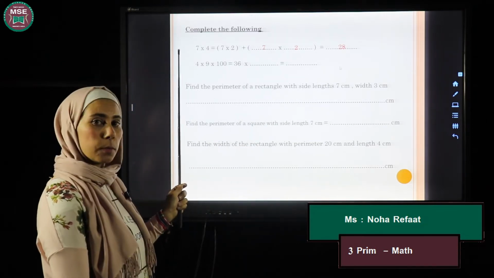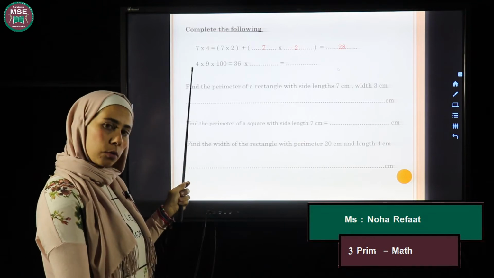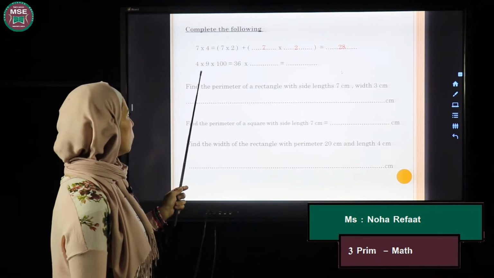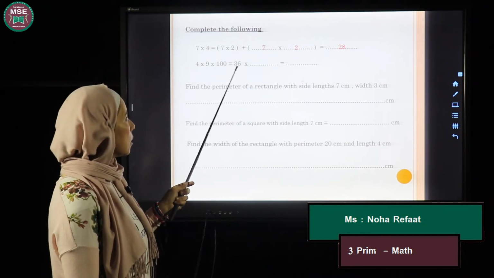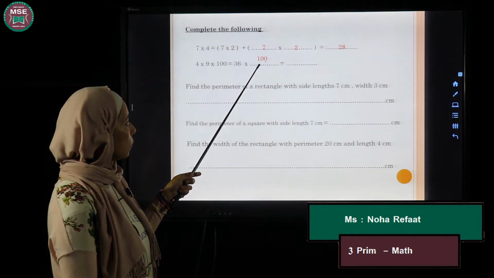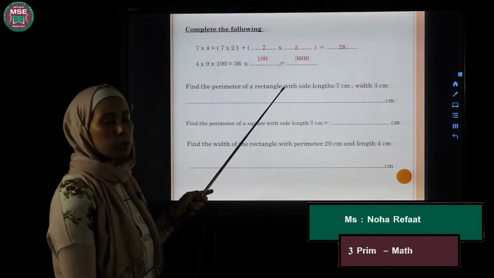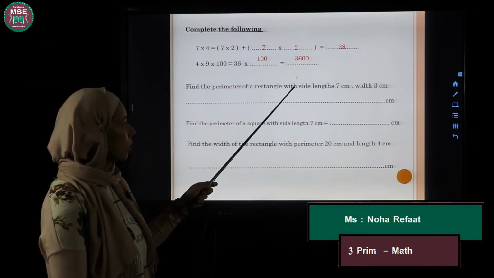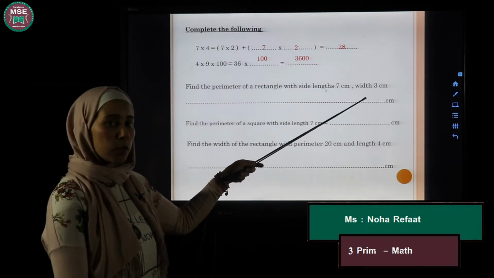Next, we are going to multiply three numbers together. We are going to start with the first two numbers, then multiply the answer by the third number. 4 times 9 equals 36. The third number is times 100. We are going to put the zeros of the hundreds. It will be 3,600.